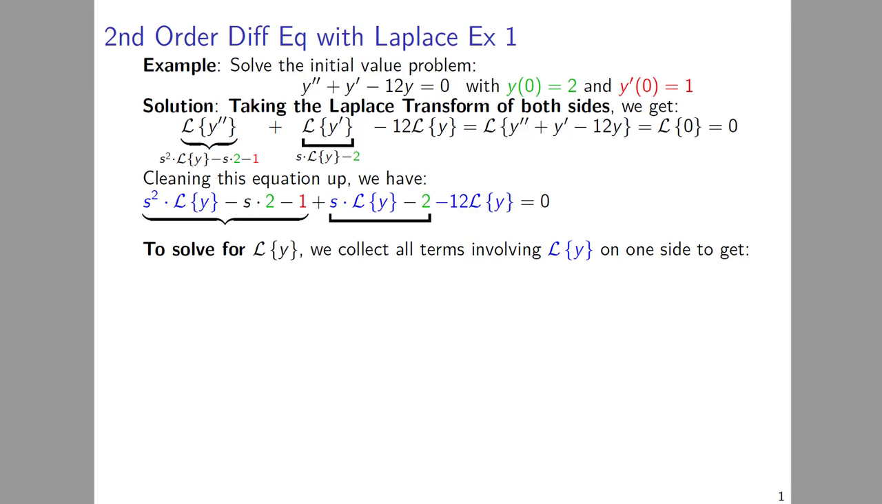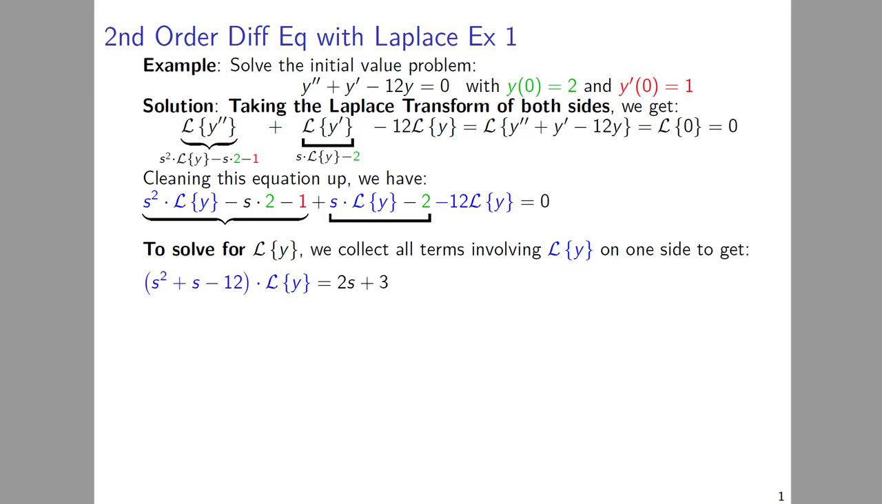Now, to solve for the Laplace transform of y, we collect all terms involving Laplace of y on one side. We'll move these to the left and everything else to the right. This will give us s squared times the Laplace transform of y plus s times the Laplace transform of y minus 12 times the Laplace transform of y. Factoring that, we have s squared plus s minus 12 times the Laplace transform of y on the left. And this is equal to 2s plus 3 once we add s times 2, 1, and 2 to both sides.